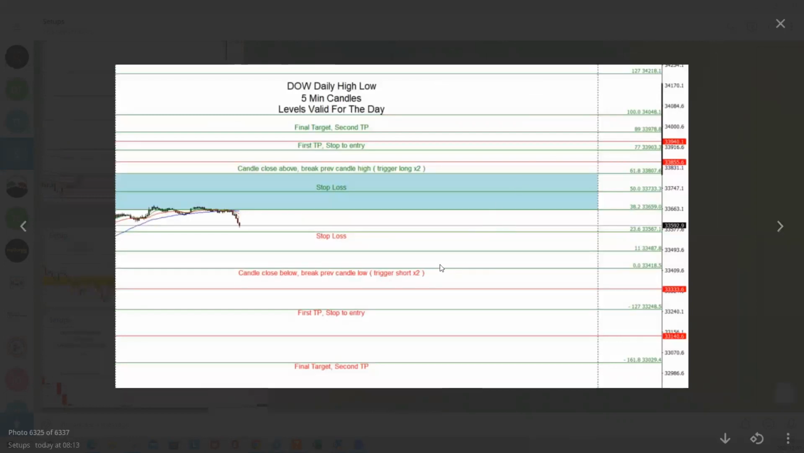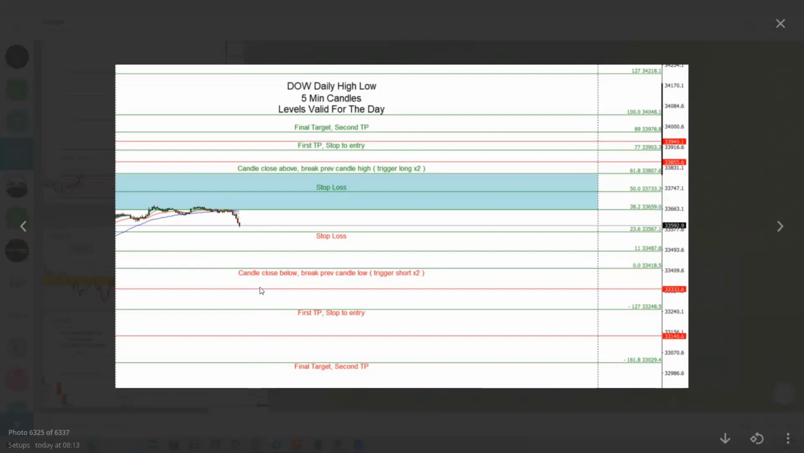On the Dow daily high low, currently between levels of 23.6 and 38.2. Looking at moving averages, 50 is above 21 above 8. That's indicating trend is down, so we want a candle close below the 0 level, break previous candle low to aim for the minus 127 first TP, minus 161.8 second TP, stop loss being at the 23.6.